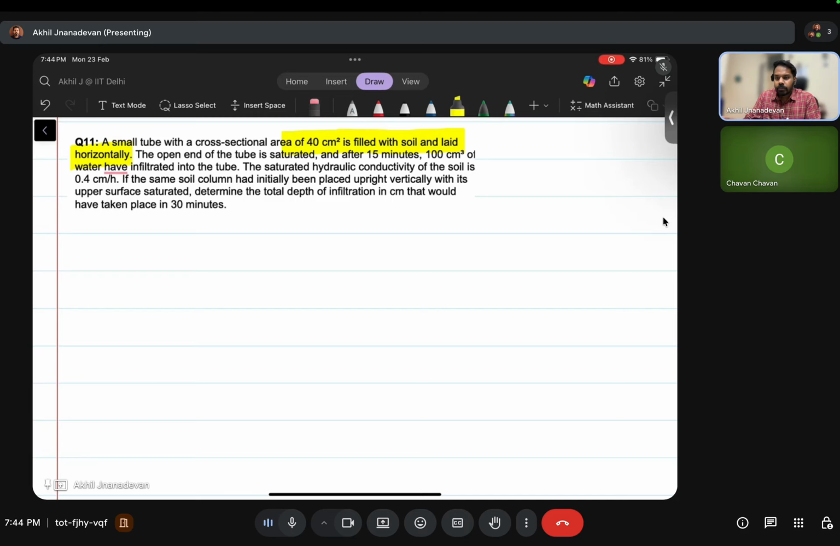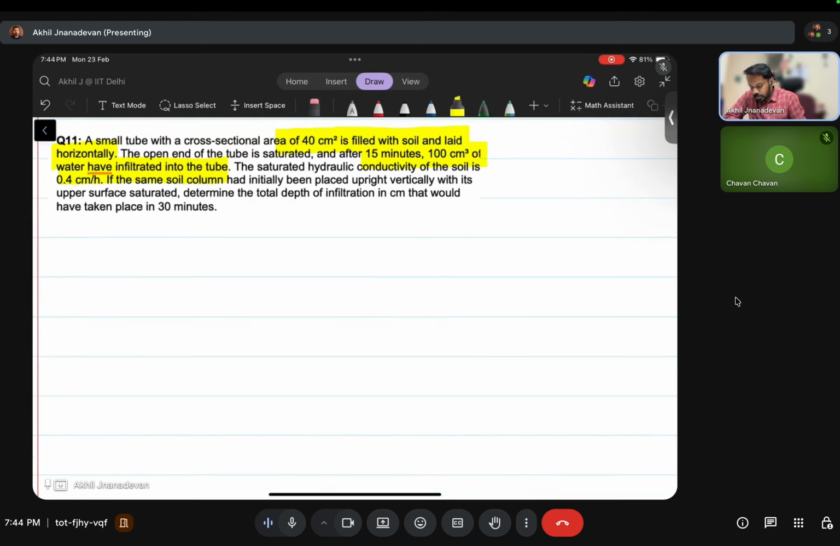And the open end of the tube is saturated, and after 15 minutes, 100 centimeter cube of water has been infiltrated into the tube. So the open end of the tube is saturated and after 15 minutes we can see that 100 centimeter cube of water has been infiltrated. The saturated hydraulic conductivity of the soil is 0.4 centimeter per hour.